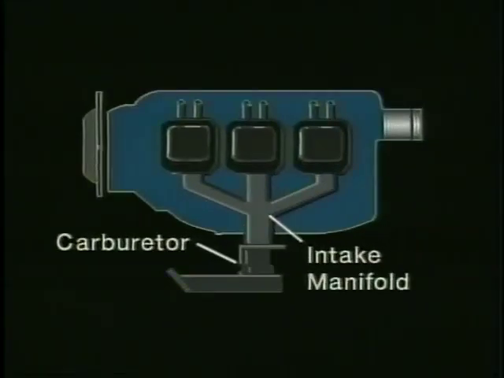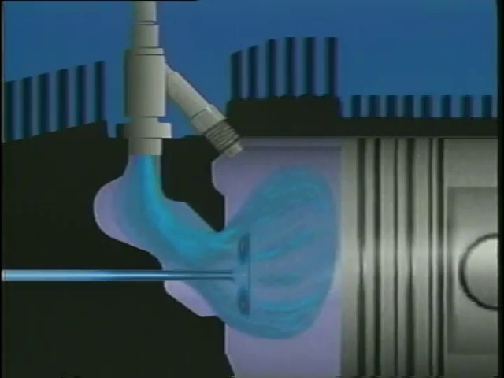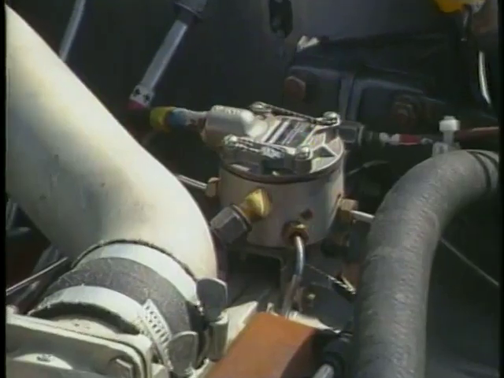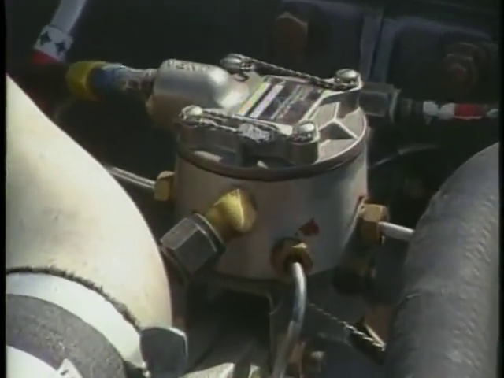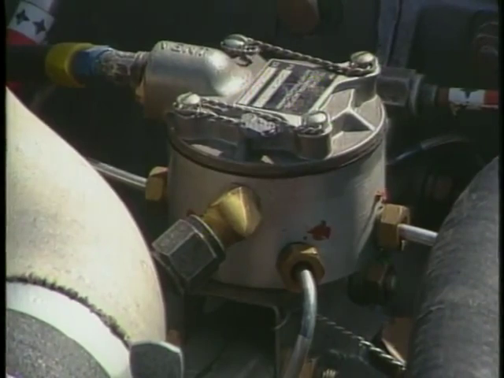Unlike a carburetor, which mixes fuel and air prior to reaching the intake manifold, a fuel injection system injects fuel into the intake port, where it is mixed with air just prior to entering the cylinder. This allows for an even distribution of fuel to the cylinders and a more uniform mixing of the fuel and air.